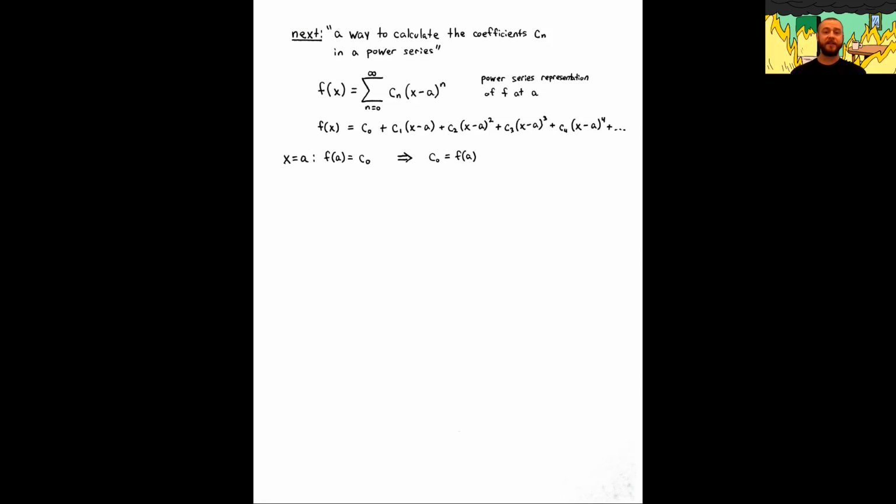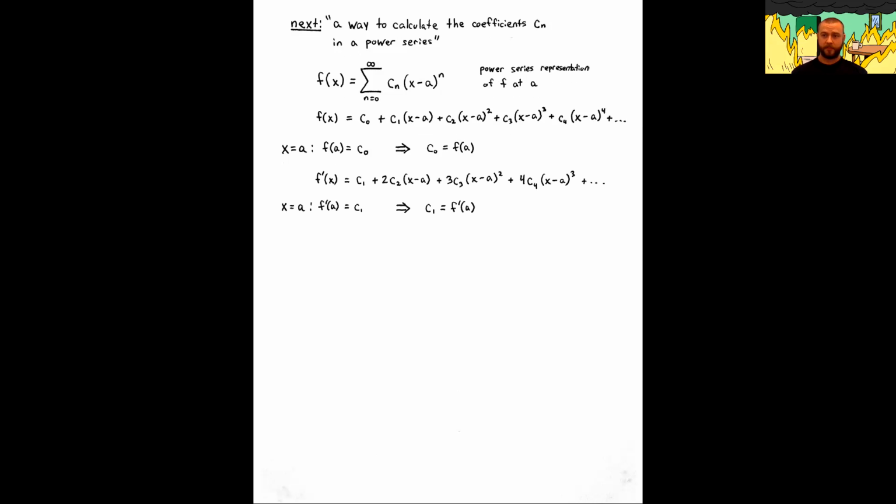Now, how we're going to find the value for the next coefficient, c sub 1, is we're going to apply an idea from calculus, calculating derivatives for powers here of x minus a. So let's take our expression there for f of x and differentiate it. Now we're going to differentiate those powers of x minus a. For instance, x minus a squared, x minus a cubed, so on and so on.